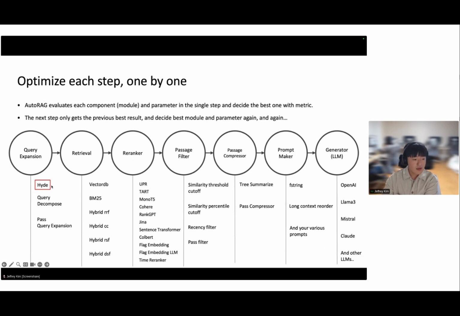And with the HyDE result, we do benchmark in the retrieval step only. We benchmark these 6 components and select the best one. And in the next step, the re-ranker step, we benchmark these re-rankers and select the best one. And the next step, next step, next step. And in this way, you can get almost the best RAG combination.